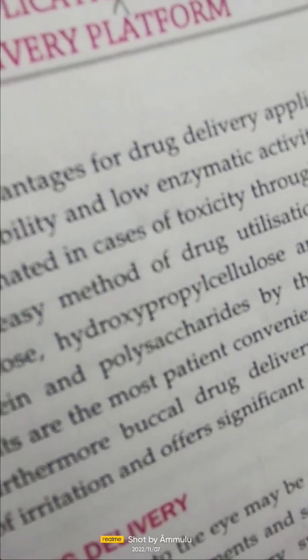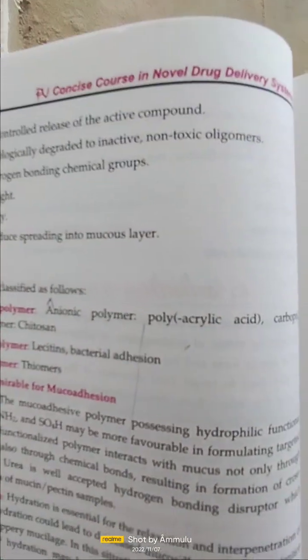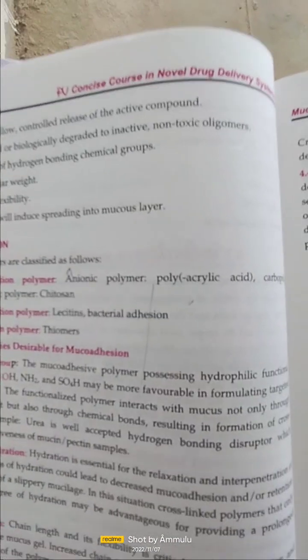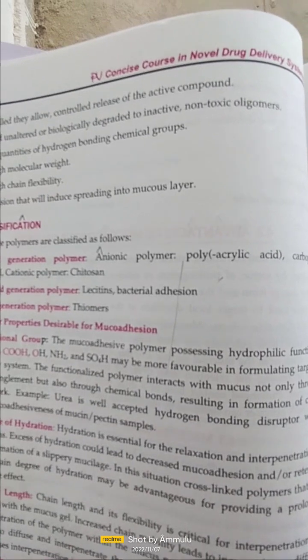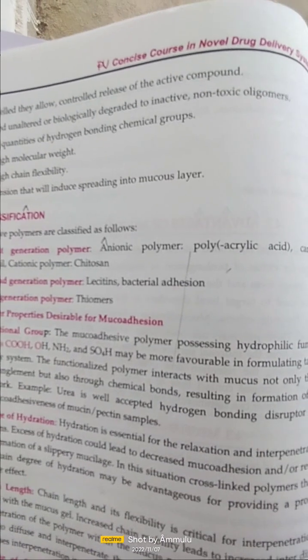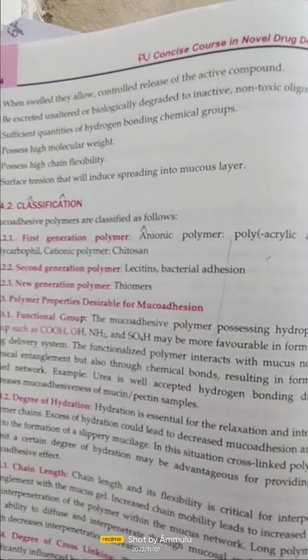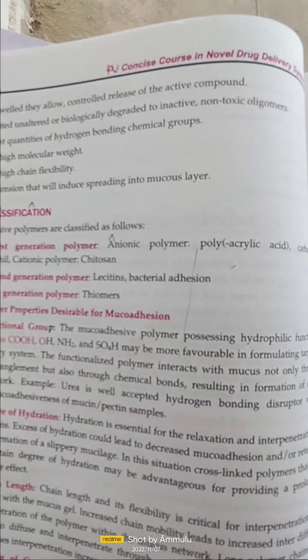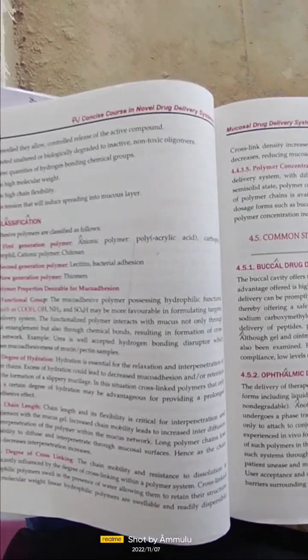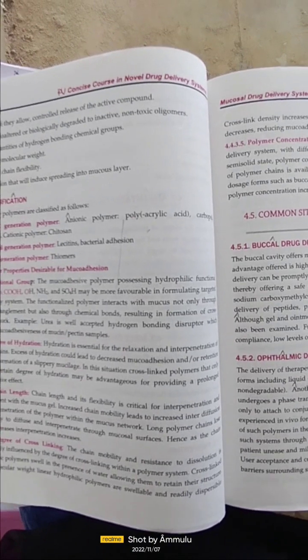The fourth property is degree of cross-linking. The chain's mobility and resistance is significantly influenced by the degree of cross-linking. Within the polymer system, cross-linked hydrophilic polymers swell in the presence of water, allowing them to retain their structure. High molecular weight hydrophilic polymers are readily dispersible. So as cross-link density increases, the chain mobility decreases. This is inversely proportional.